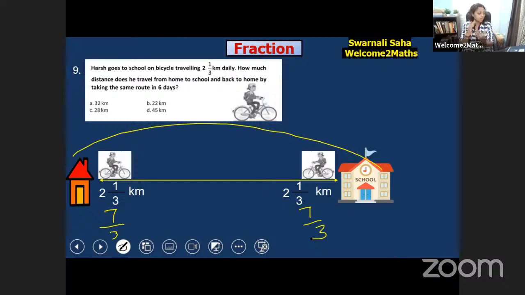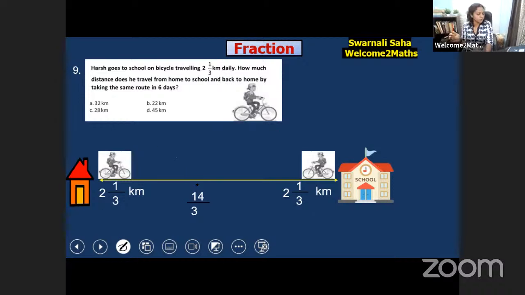But you see, instead of doing this addition, we can do the multiplication because he is traveling 2 times 7 by 3 kilometers. So 2 into 7 by 3, because multiplication is nothing but repeated addition. And it's 14 by 3 kilometer distance. Now 14 by 3 kilometers is what he is traveling daily, that means in one day. So how much distance will he travel in 6 days? That we have to find out.